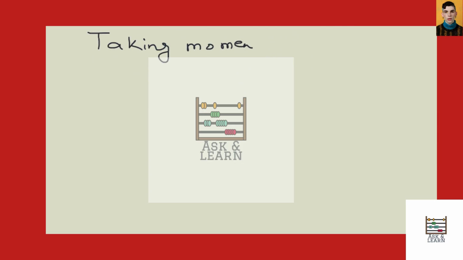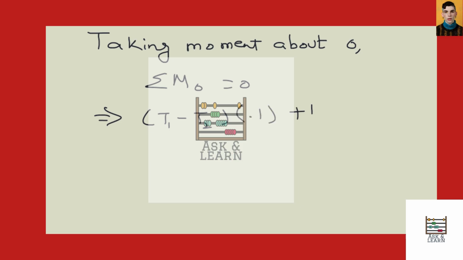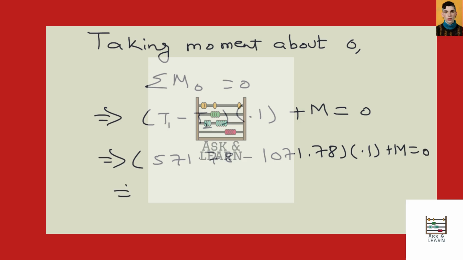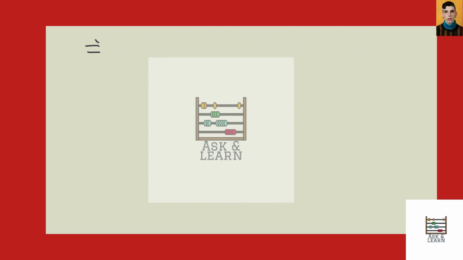Taking moment about O, summation of MO is equal to 0 or (T1 minus T2) into 0.1 plus M is equal to 0 or (571.78 minus 1071.78) into 0.1 plus M is equal to 0. On calculating we get M is equal to (1071.78 minus 571.78) into 0.1. So M is 50 Newton meter.